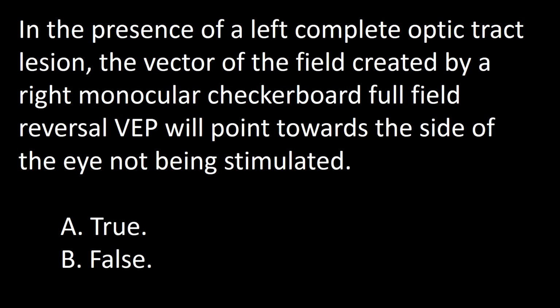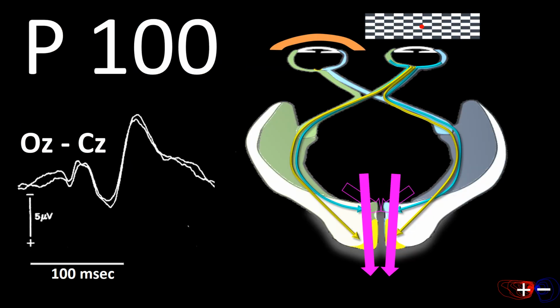Next question. In the presence of a left complete optic tract lesion, the vector of the field created by a right monocular checkerboard full field reversal visual evoked potential will point towards the side of the eye not being stimulated. A true, B false. Normal right monocular checkerboard full field reversal visual evoked potential vector points directly backwards, as we have seen 2 or 3 times now.